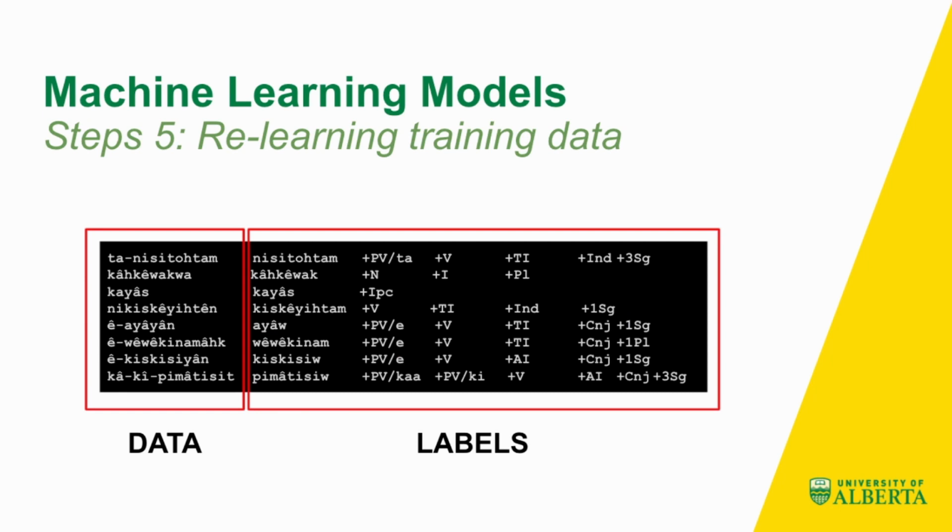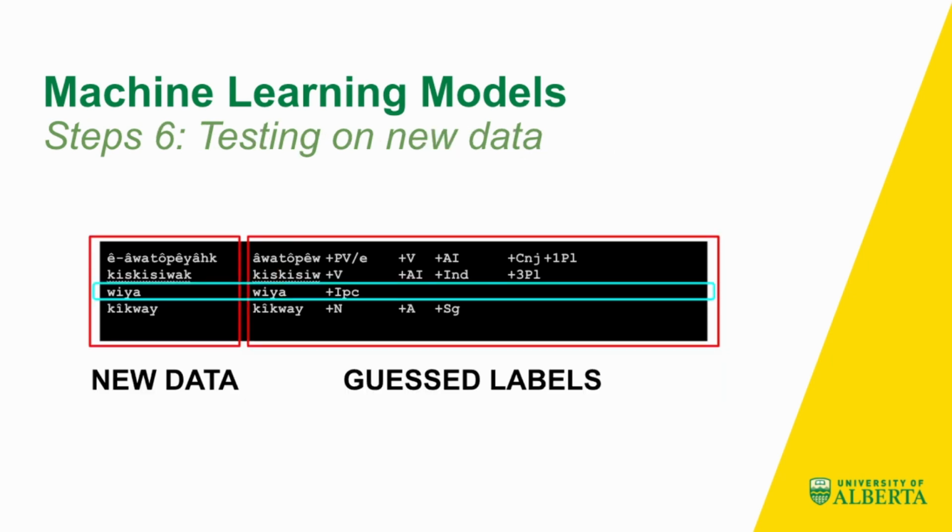So it goes back, we give it again the correct data, and then after we do that a number of times, we give it data that it hasn't seen before. In this case, we just gave it 4 words. It got the first 2 correct. It got WIA incorrect. That's what that blue rectangle again means. In this step 6, testing on new data, all that we did was we fed it the new data, and then it created these labels. So everything in that second red box is created by the system.